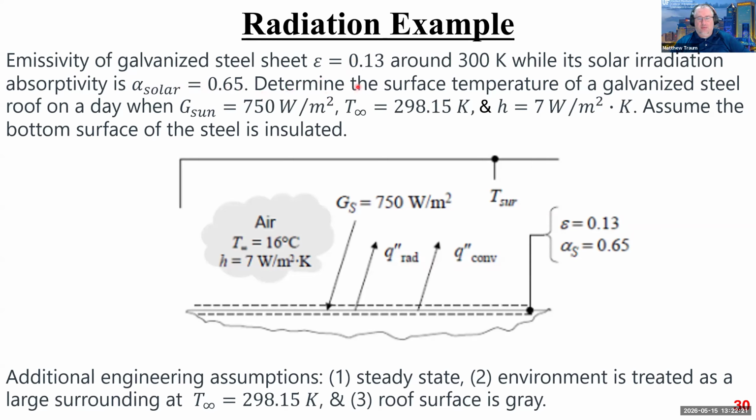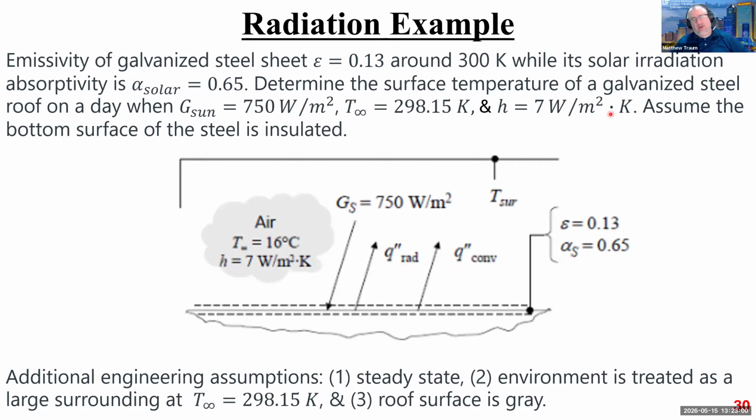Okay, so we're asked to determine the surface temperature of a galvanized steel roof on a day when the radiation from the sun is 750 watts per meter squared. Now, this is like a winter day in Florida, so usually 1,000 watts per meter squared is kind of the standard number for our part of the world. So 750 watts per meter squared. The ambient temperature is just under 300 Kelvin, so 298.15 Kelvin, and we're given a convective heat transfer coefficient of 7 watts per meter squared.